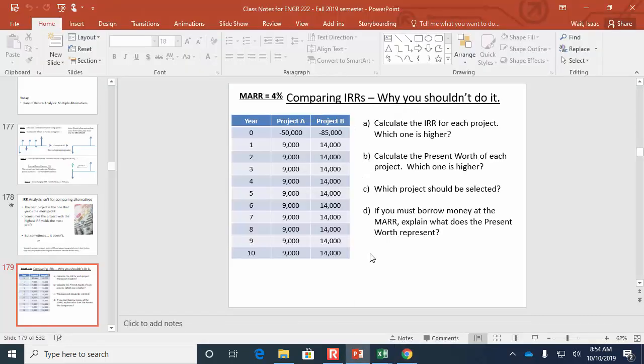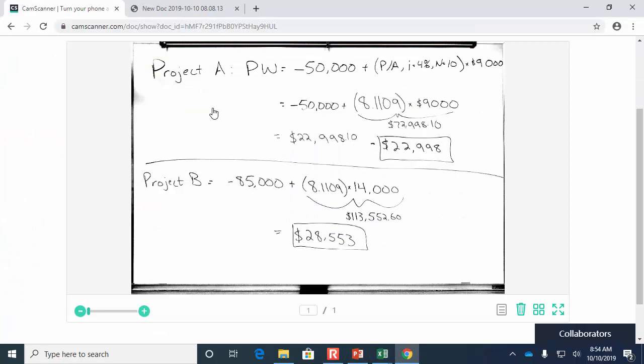And so this illustration shows why you can't use internal rate of return for choosing the best alternative, but you can use it for initial screening. And both of these pass the initial screening test. Are they acceptable if the MAR is 4%? Yes, both of them are acceptable. And the way that we know that is that both of them have a present worth that's greater than or equal to zero. Both of them have a positive present worth.